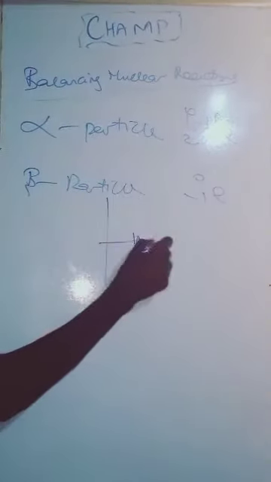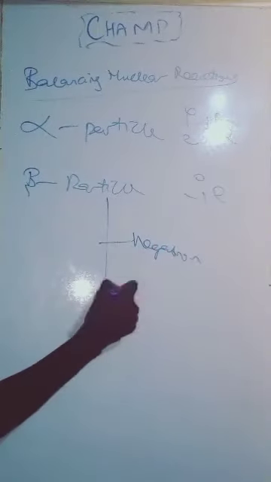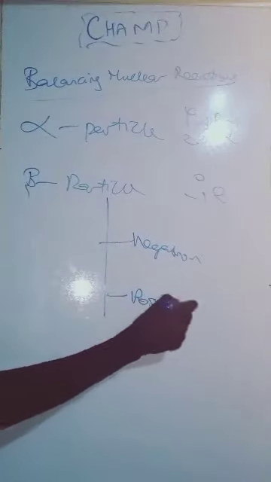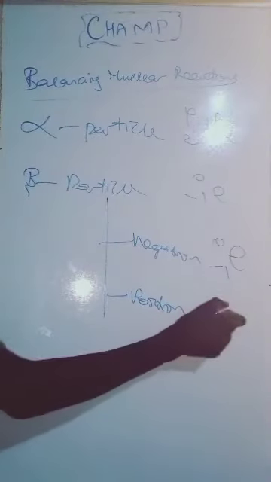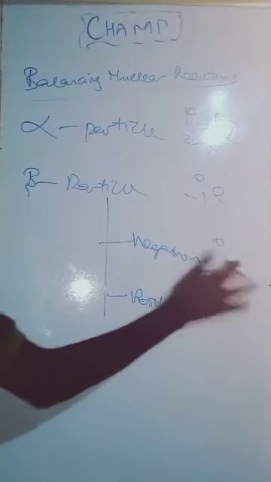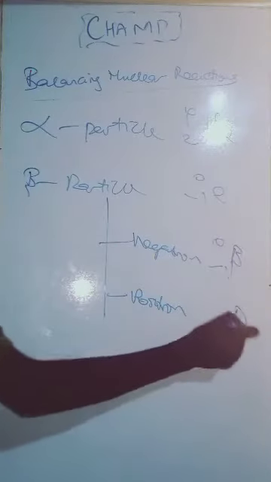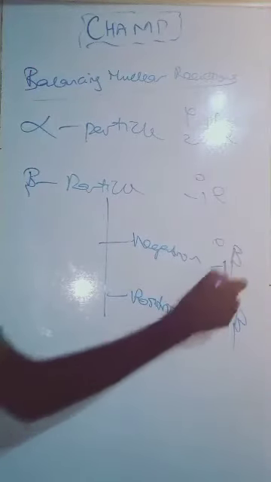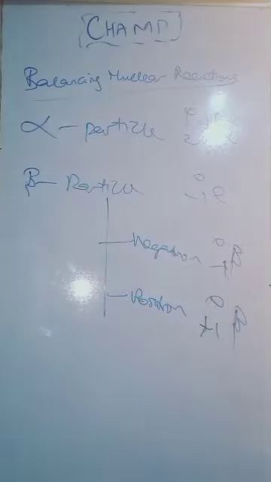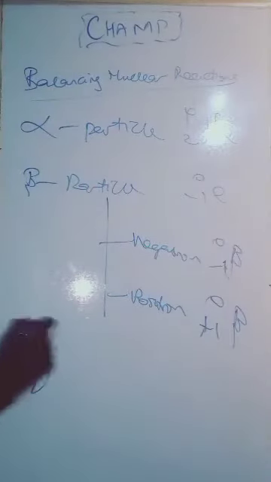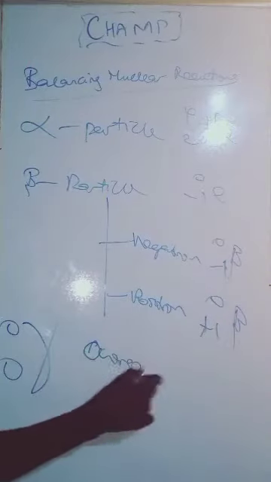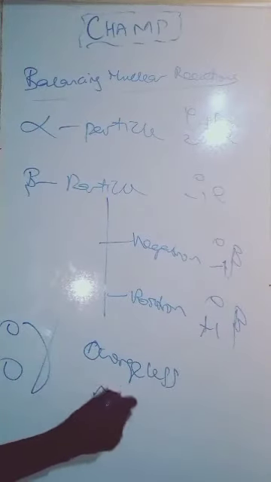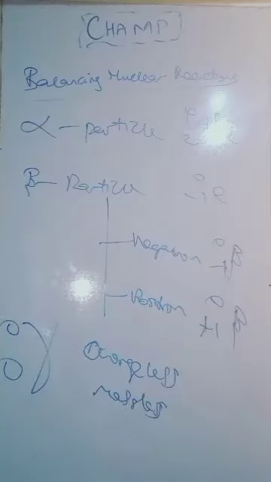But you have two types of beta particle. We have the negatron and the positron. The negatron is 0, -1. The positron is 0, +1. Then gamma is 0, 0. That's why it is said to be chargeless and massless. So gamma has no charge and no mass.